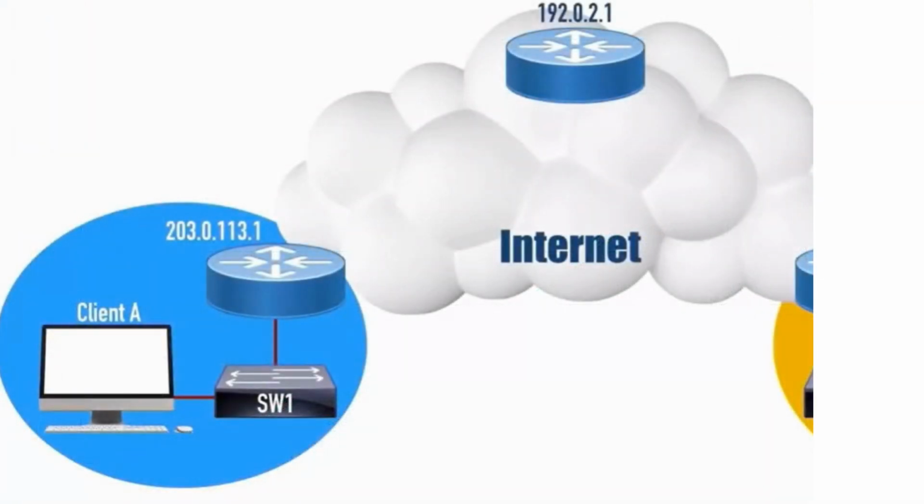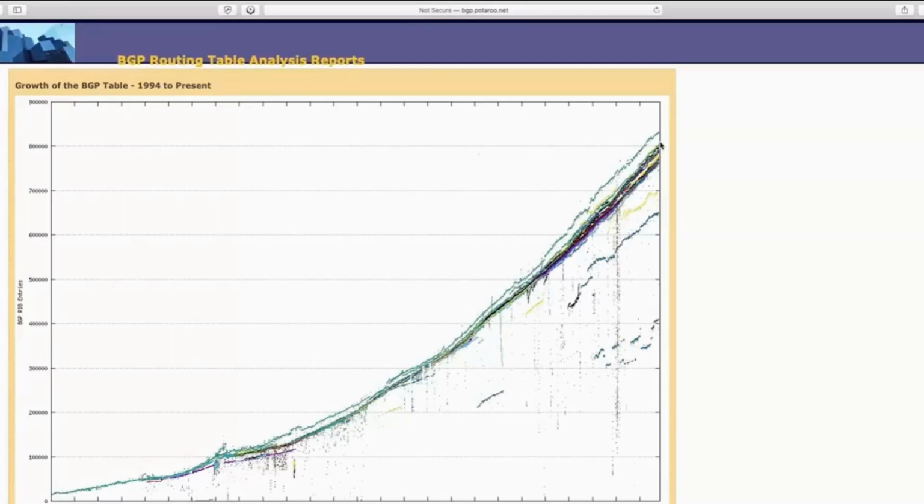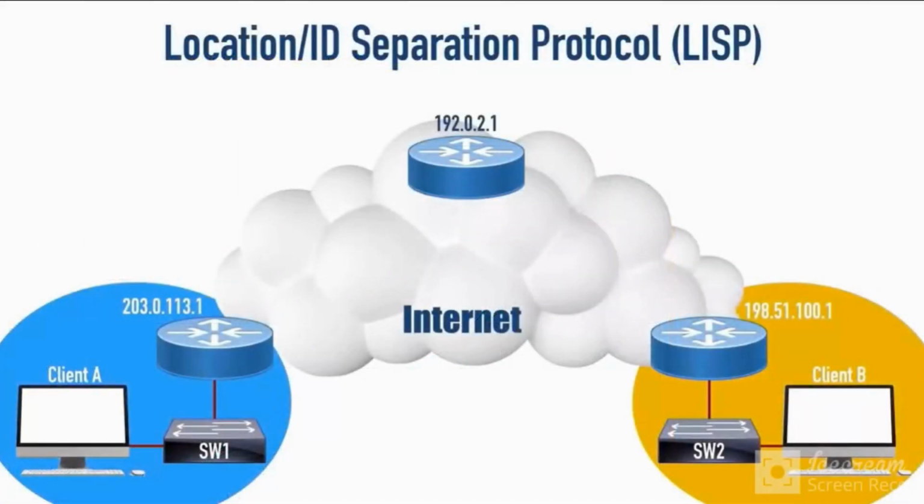But there's a protocol that can help us out with that. The protocol is called LISP, L-I-S-P, and that stands for the Location ID Separation Protocol. And by the way, LISP is useful in other environments too, like mobility environments or Internet of Things applications, but it was originally designed to address the internet routing table's scalability issue.